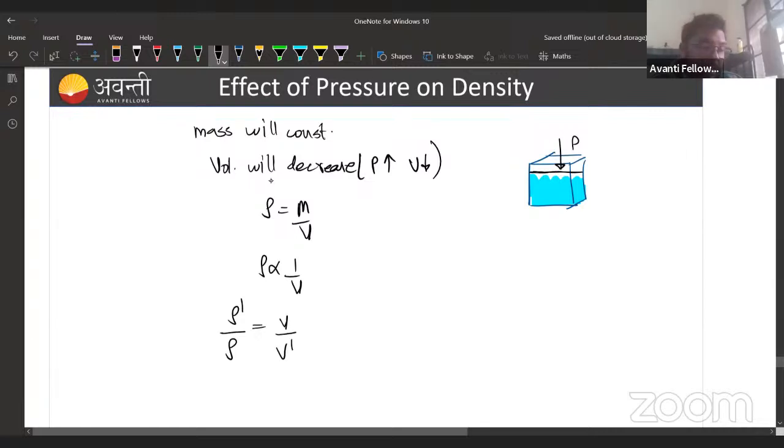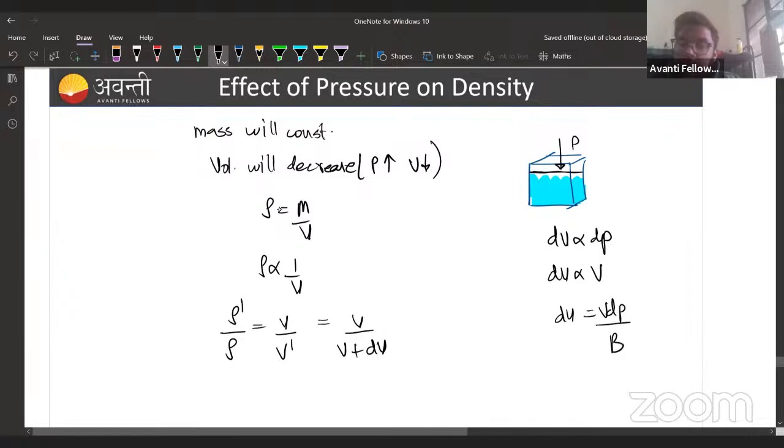What is V dash? We can say V dash is original volume plus change in volume. And we calculated the change in volume, right? In case of pressure applied, the change in volume will be directly proportional to change in pressure, and directly proportional to original volume. If you combine these two, this will be V dP divided by B. Remember, right? So just substitute it here, V upon V plus V dP by B.